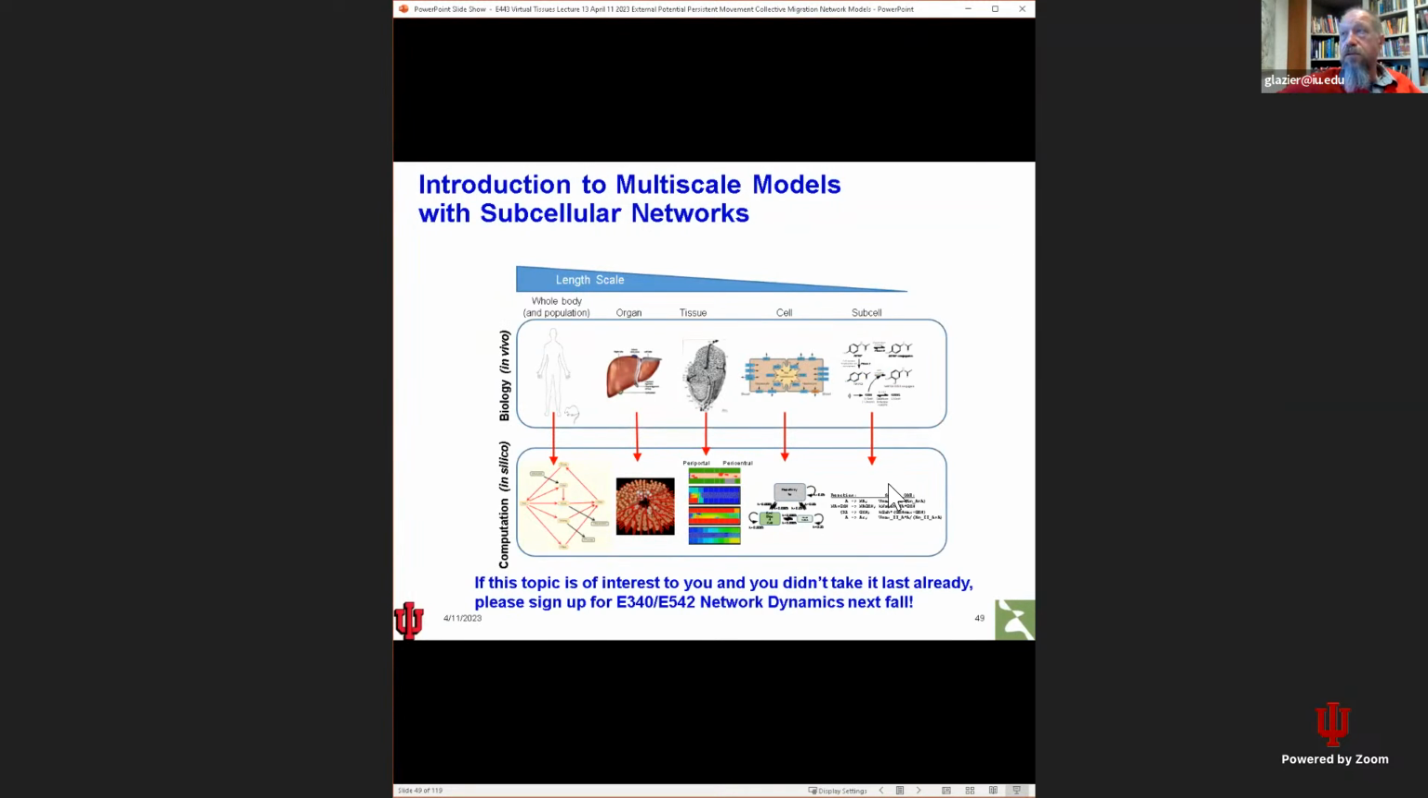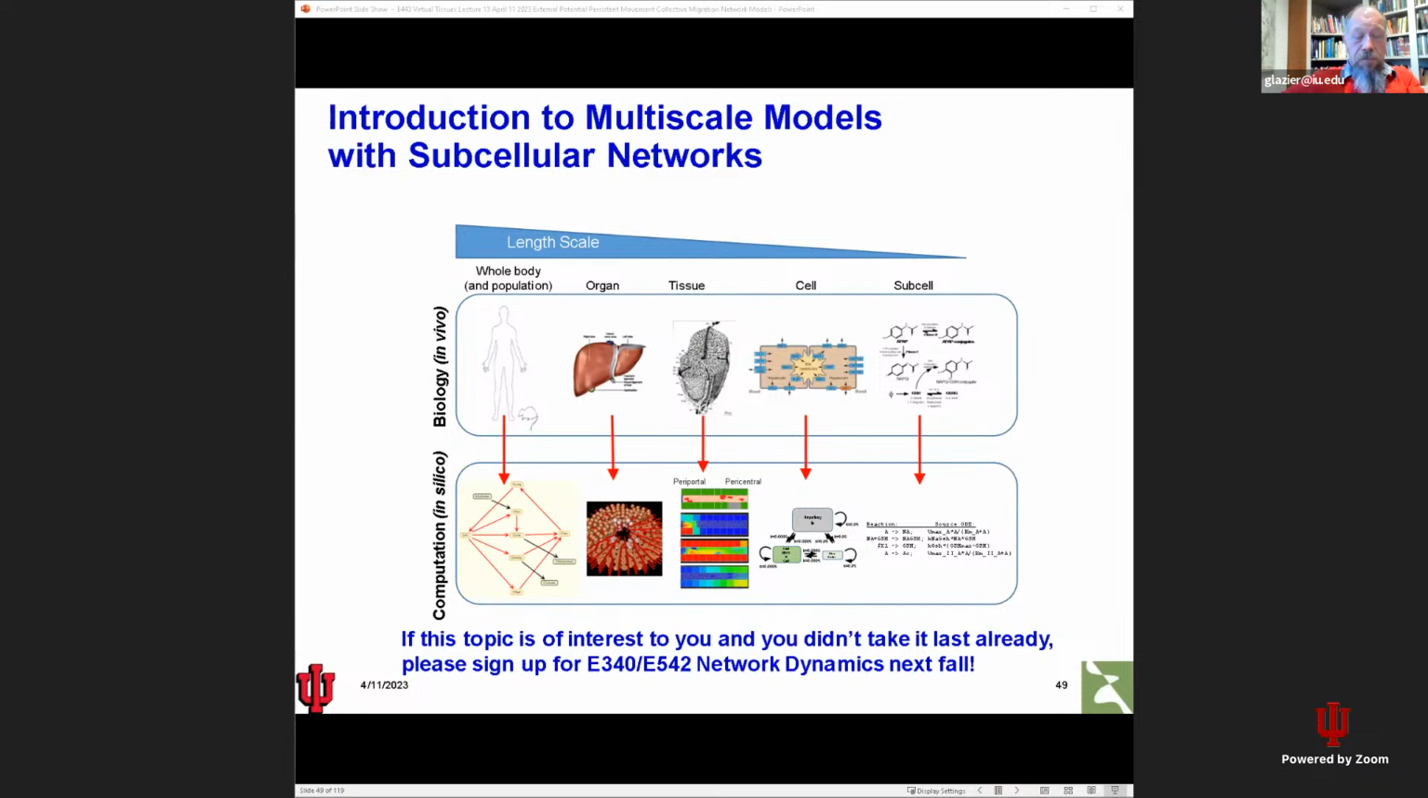I'd like to now move to talking about networks. So if you took my course last semester, you'll know what we're going to talk about. If you didn't take the course last semester, you could take it in the fall, and this may go by a little bit fast. So if it's a bit unfamiliar, think of this as a quick tasting of how these things work. We're going to be talking about subcellular networks primarily.